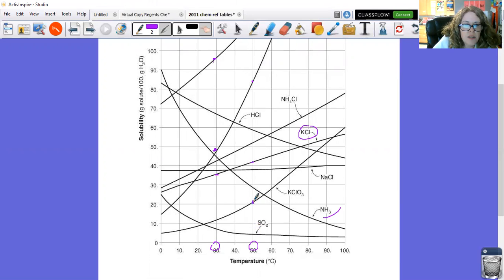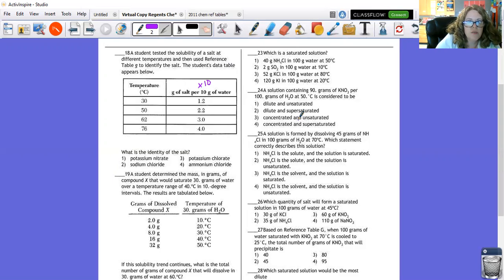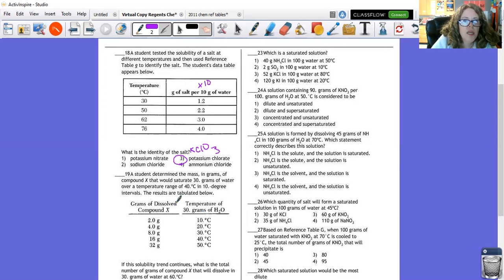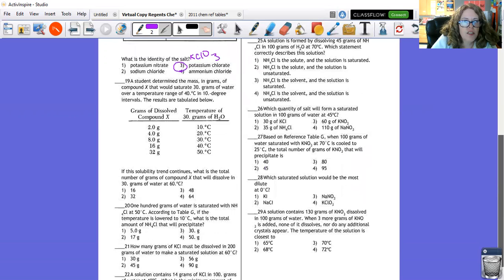And oh, there's 50 degrees and about 22. And what line is that? KClO3. So then that looks like about right? So KClO3, and that is potassium chlorate. So now let's see if at 30 degrees, am I going to have 12 grams, right? So at 30 degrees, do I have about 12 grams? Yep, so that confirms my answer. Awesome. Okay, and now let's go on to number 19.